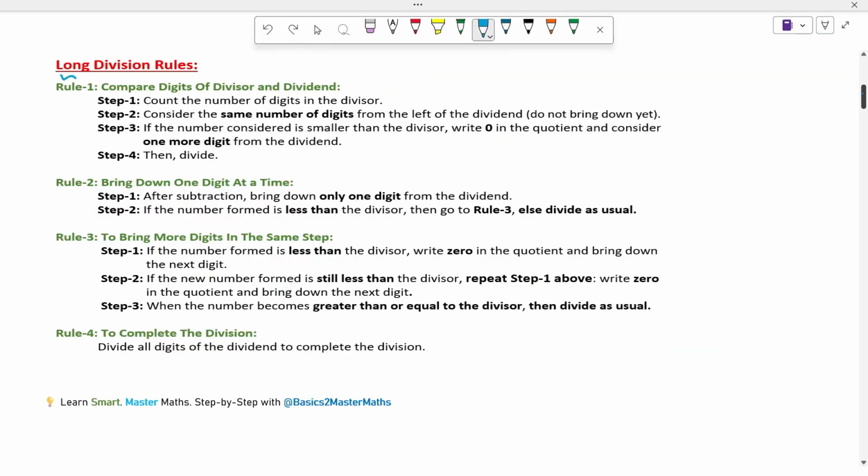Let us start with long division rules. These are the four important division rules. Please make a note of them as we will be discussing each one in detail in our upcoming video series. So please stay tuned.